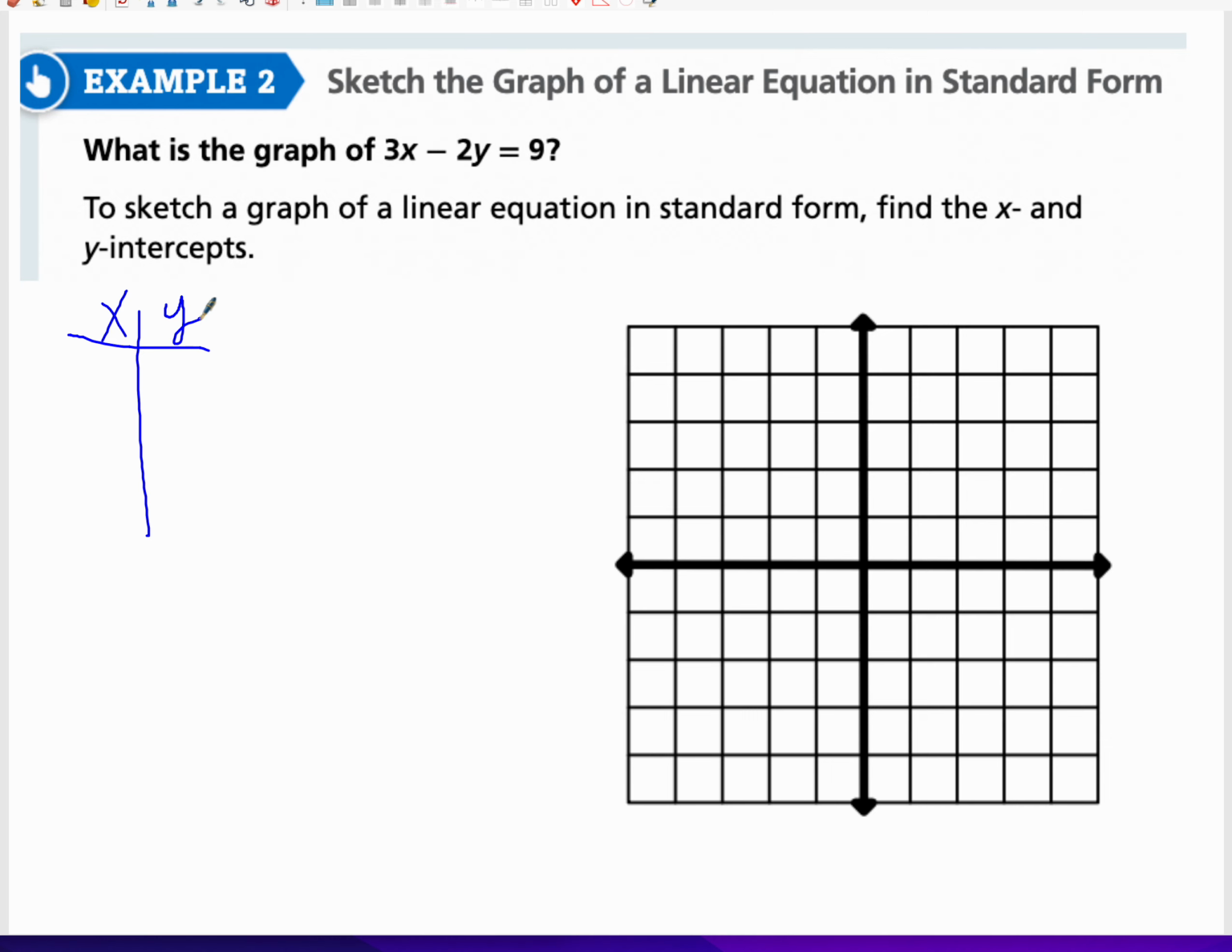Is there one answer, or is there multiple? There is one x-intercept and there is one y-intercept. So we're looking for two different values. So here's how I do it. Let me just take you through how I do it one time.